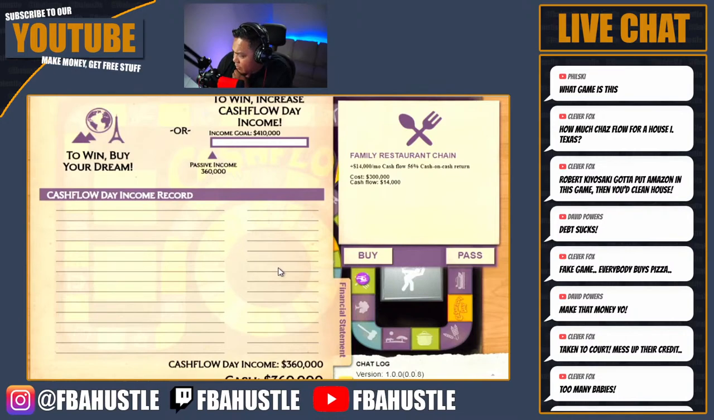What game is this? Filski asks, what game is this? This is Cashflow by Robert Kiyosaki.